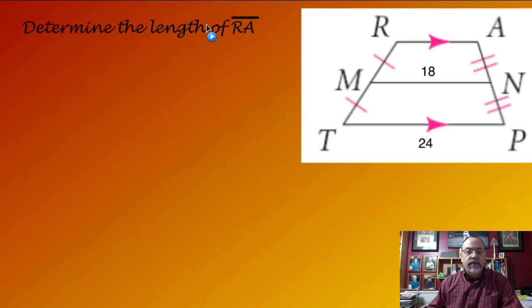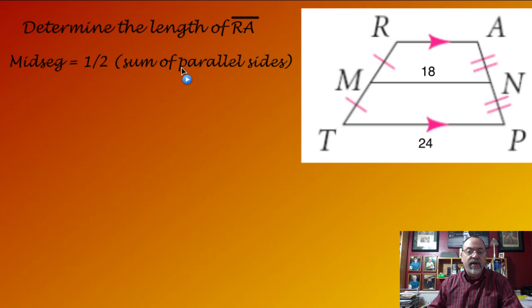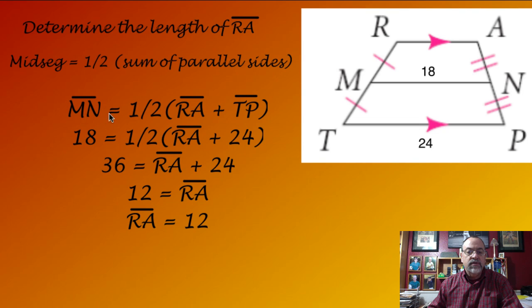In this example, it's the same theorem that we want to use, except in this case we're given the length of the midsegment and we want to determine the length of the missing parallel side. We begin with the exact same theorem that the midsegment is 1/2 the sum of the parallel sides. So we write that geometrically. We then substitute in the values that we're given. So 18 is 1/2 of RA, which I don't know, plus TP, which I do know is 24.